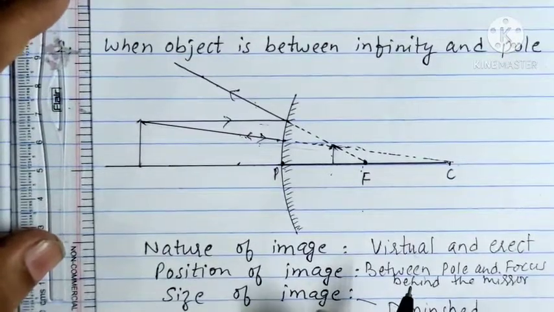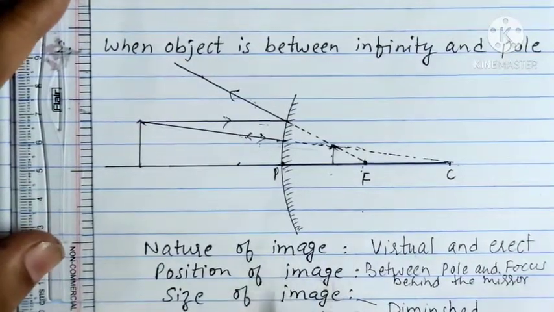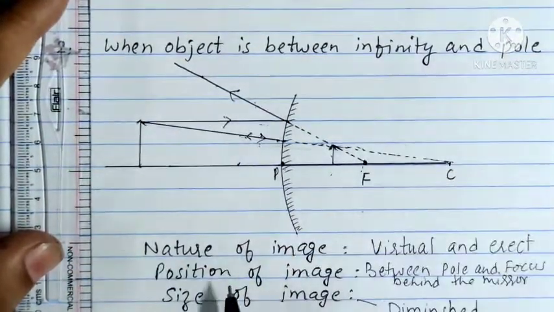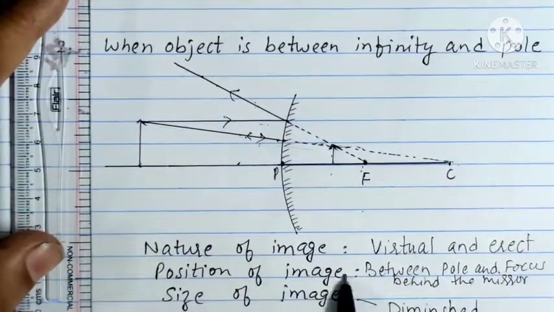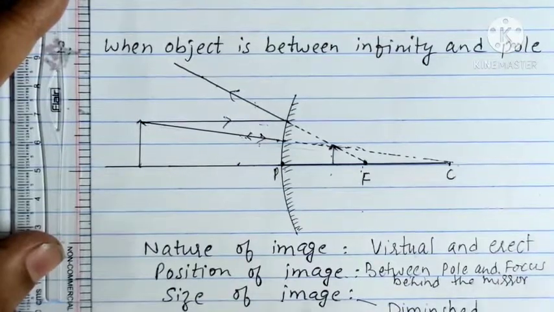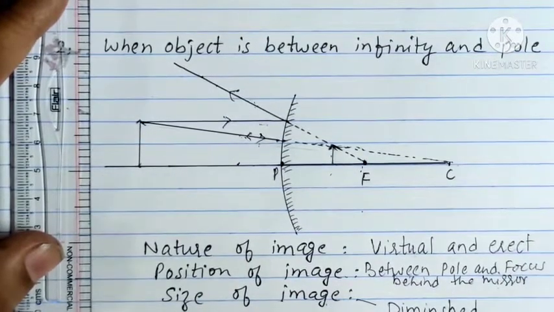So there are only two cases in the convex mirror, and when the object is between infinity and pole, the nature of image formed is virtual and erect. The position of image is between pole and focus behind the mirror, and the size of image is diminished.